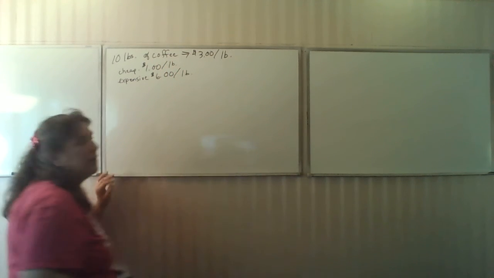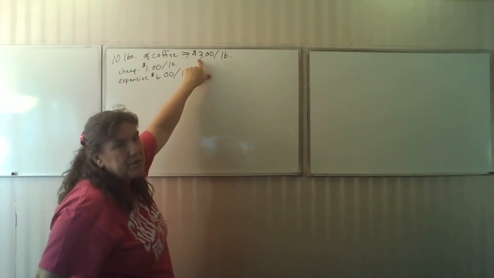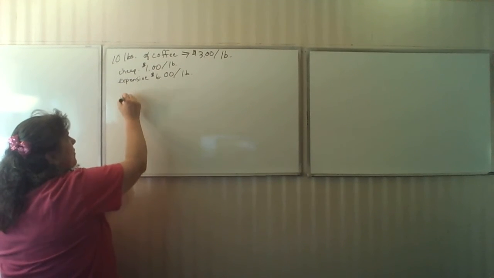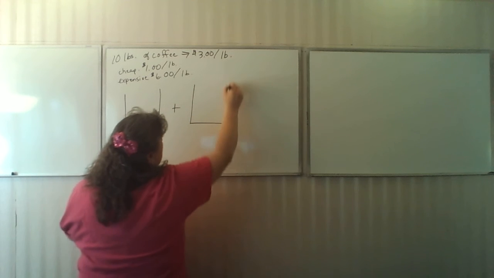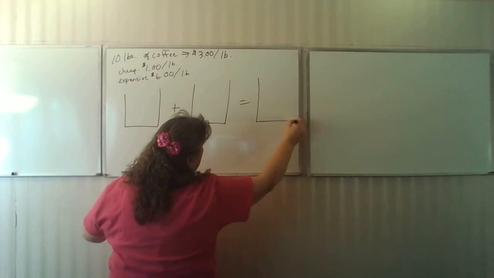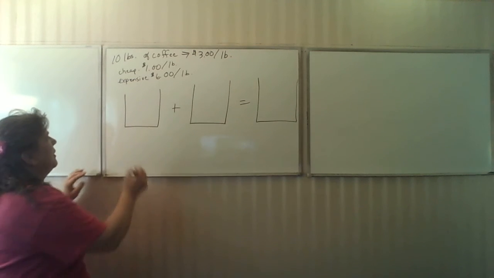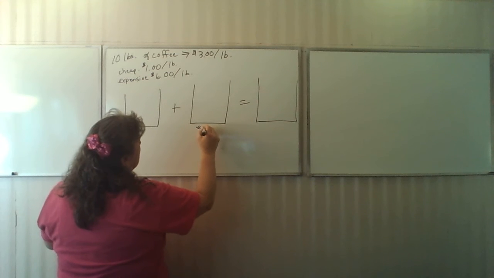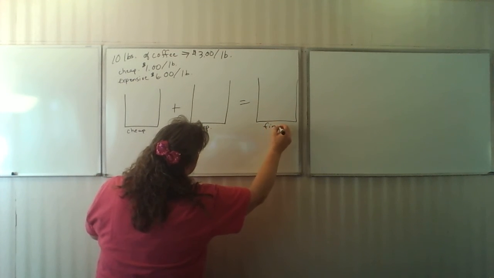Okay? So we're going to mix two coffees to come up with another coffee, and we want 10 pounds of that coffee. So again, we're going to work this with our buckets. We could also do it with the charts that I showed you on the other video for the solutions, and I may do this one both ways for you. So this is our cheap, this is our expensive coffee, and this is our final mixture.